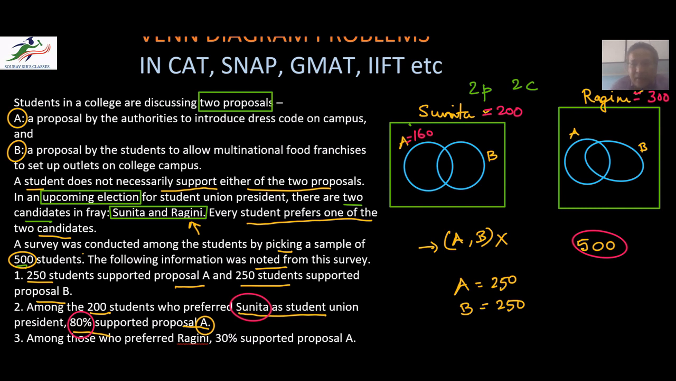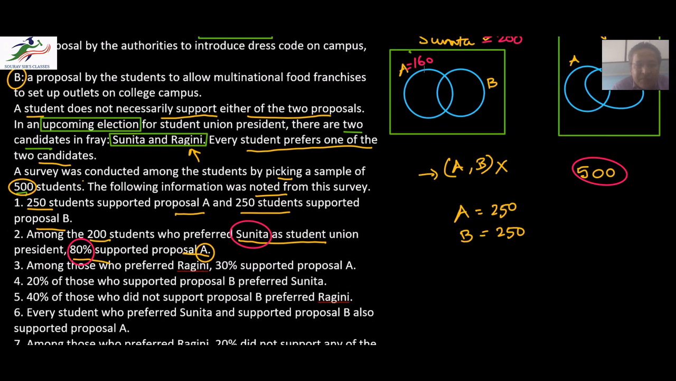Now, let us see the other clues. Next it says that among those who preferred Ragini, 30% supported proposal A. So we have seen that Ragini is 300. Let us write it here again.